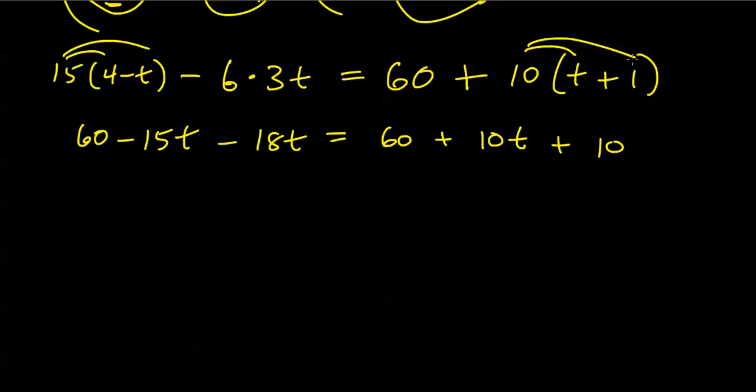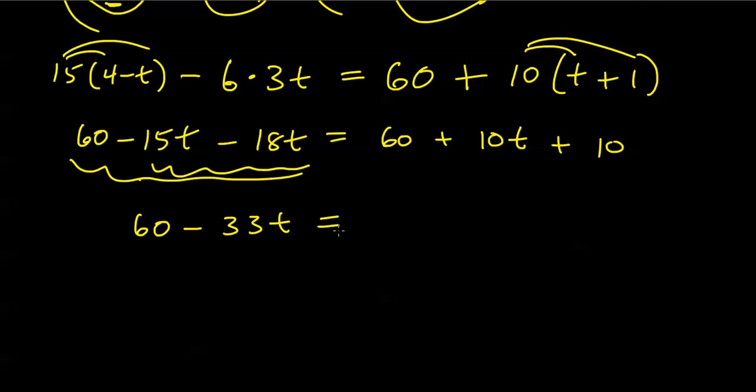Alright, now let me crunch some terms together. Let's see, on the left-hand side, these two t multiples are both like terms. So 60 minus, is it 33t? Yes, it is. Equals, on the right, combining like terms, 60 plus 10 is 70, plus 10t on the right.